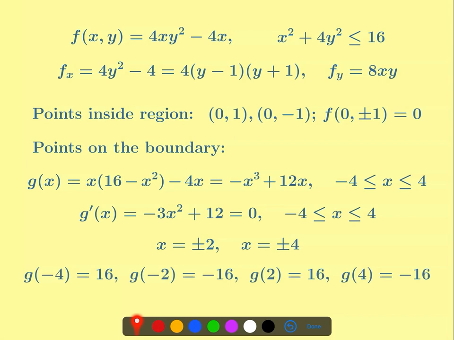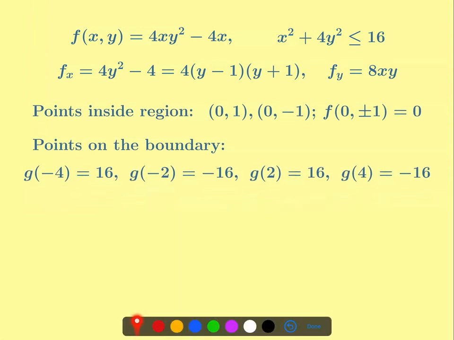So when we're looking at g of minus 4, again this is 0, and then we'll have plus 16, so that'll be plus 16. G of minus 2, we get 8 here, minus 24, which is giving us the minus 16. G of 2, we're going to have a minus 8 plus 24, and that's giving me a plus 16. And finally, g of 4, this is 0 again, so this will be 0 minus 4 times 4, and so that gives me a minus 16.